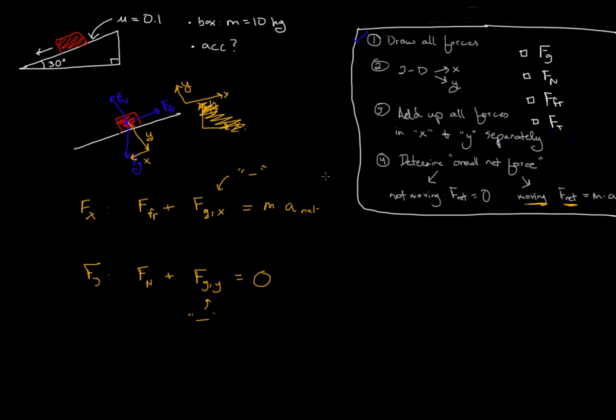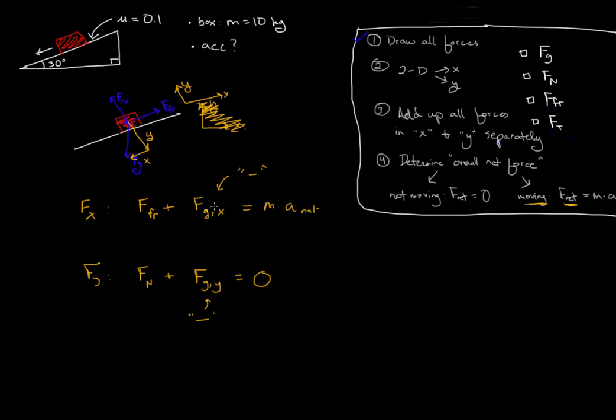All right, so look at that. We've drawn our forces, we've split into 2D, we've added up forces in the x and y, and we've determined our overall net forces. So now, once you've done these, you have permission to plug in all your numbers and solve for whatever you need to solve. This is sort of the hardest part of every physics problem. Once you reach this stage, you are good to go. So let's start plugging in some numbers.